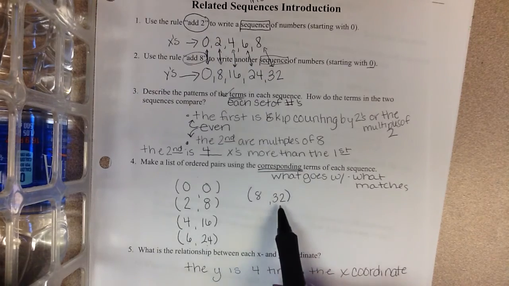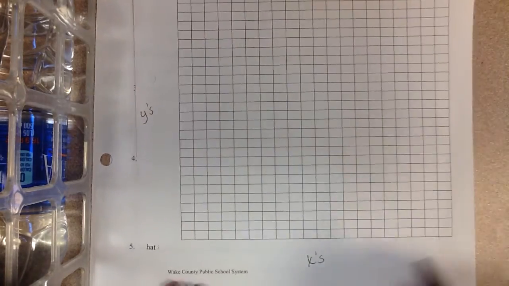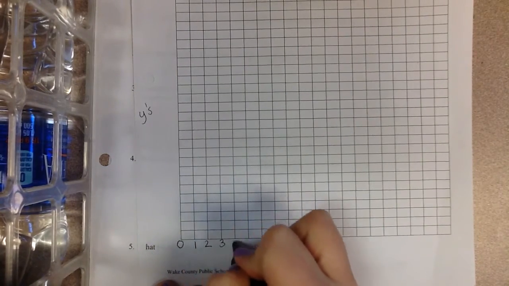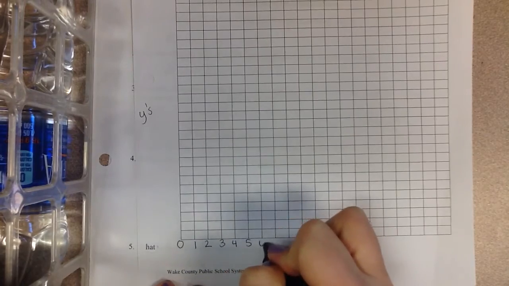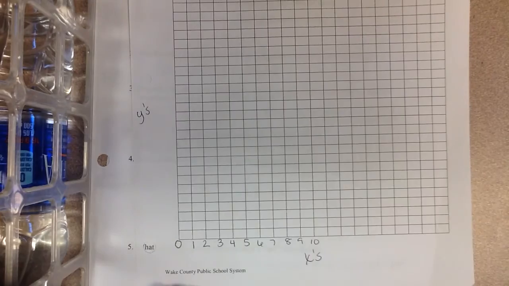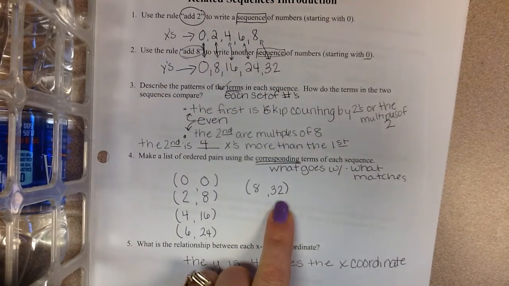So I have to go all the way up to 32. This one I only have to go to 8. So I'm going to choose to make my bottom numbers go by ones. 1, 2, 3, 4, 5, 6, 7, 8, 9, 10. But my Y's going up the side, I have to go all the way up to 32.